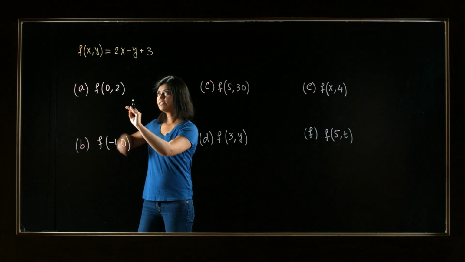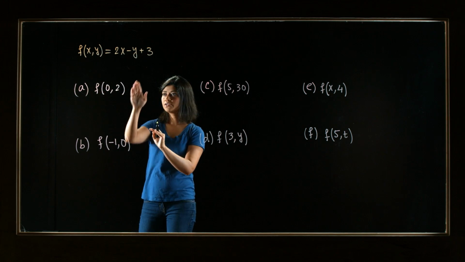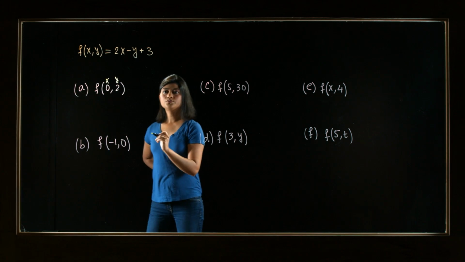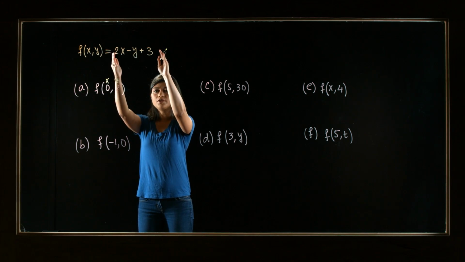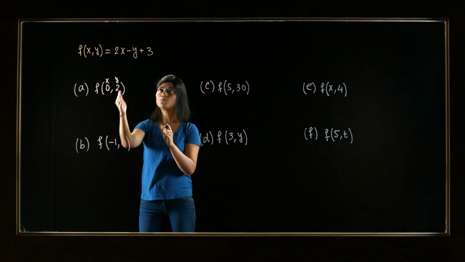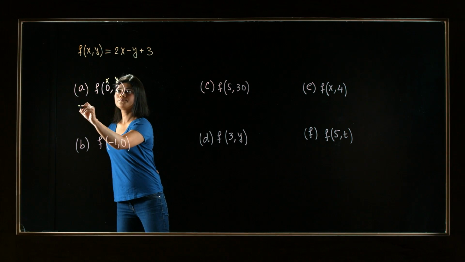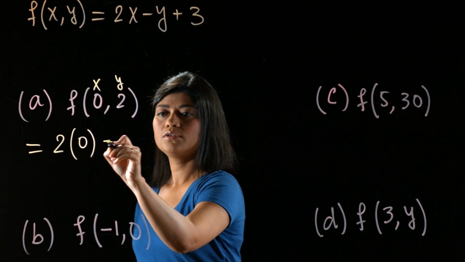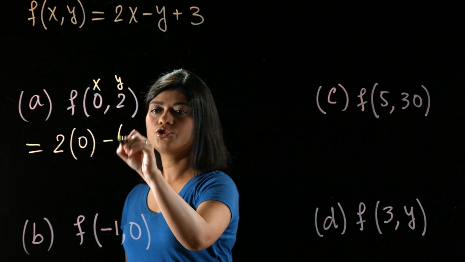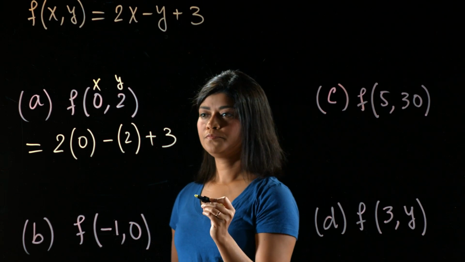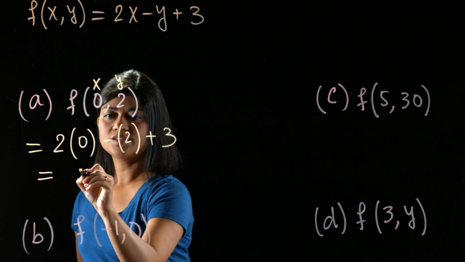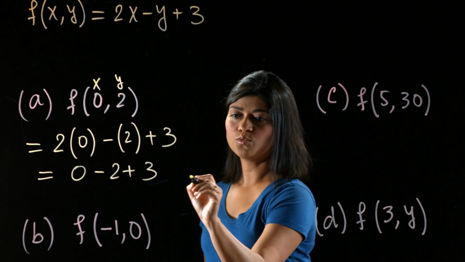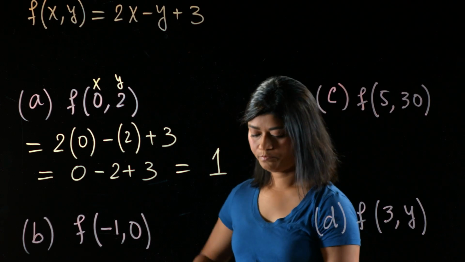So what does that mean? See, f of x, y is given to us. So, we just have to consider x is 0 and y is 2. So, all you have to do is take the expression for the function and plug in x equals 0 and y equals 2. So, let's do that. We get 2 times x, and x is 0. So, 2 times 0 minus y, but y is 2, and then plus 3. Then let's simplify this. This is 0 minus 2 plus 3, and 3 minus 2 is 1. So, this value is 1.